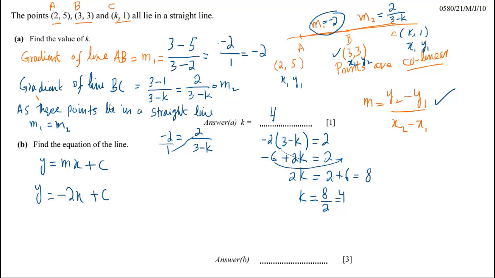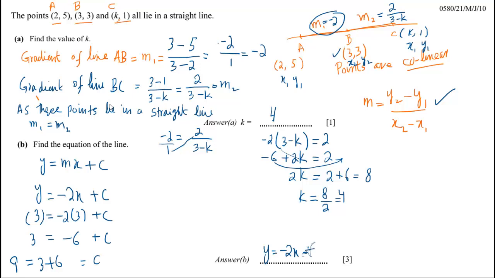You can take (2, 5). You will get the same answer, and k is 4, so you can even take (4, 1) as well. You get the same answer. So y is 3 and x is 3. So c: 3 equals -6 plus c, and then c is 3 plus 6, which is 9. So the c is 9. So the equation of the line is y is equal to mx plus c, m is -2, so -2x, and c is 9, plus 9. So this is the equation of the line.